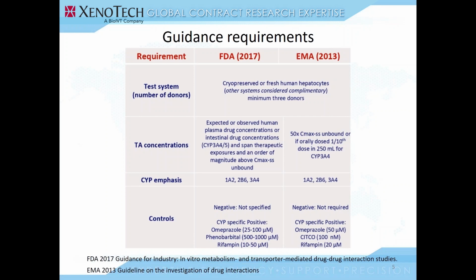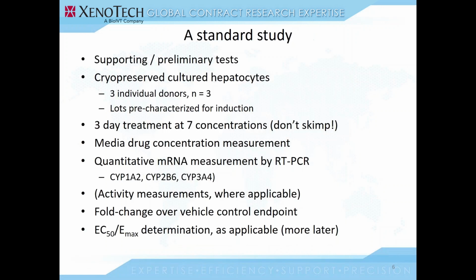So for 1A2, we look at omeprazole, and for 3A4, we're going to look at rifampin. The challenge is with 2B6, where the FDA recommends phenobarbital and the EMA recommends CITCO. And it can be very difficult to know what to do in that scenario. So I'm going to talk to that a little bit because that's a question we get quite often. And intriguingly, the FDA now recommends a negative control. The EMA still does not, but there's been considerable debate in the scientific community about what the negative control brings over the vehicle control.